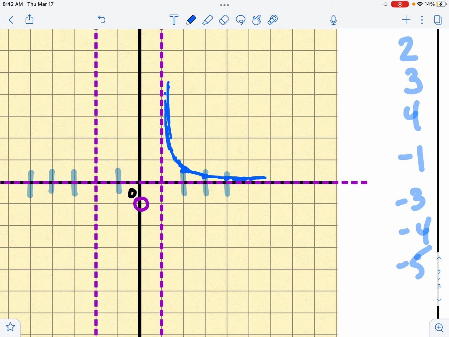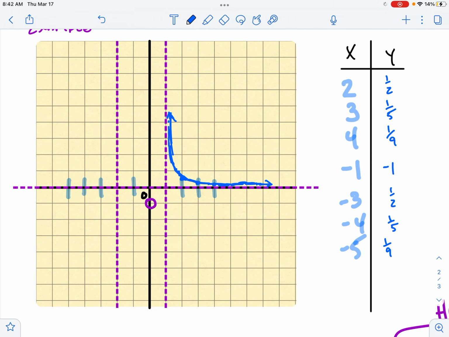I'm hitting the 3 points that I made. I have asymptotes, so I know these lines are going to run along those asymptotes. So I feel like that's probably a pretty good drawing for that upper chunk. That takes care of these first 3 bits.